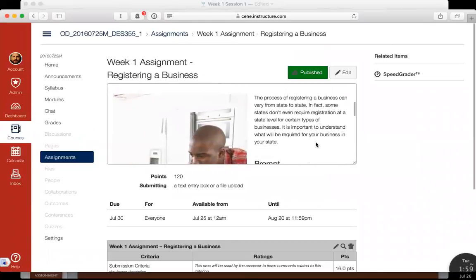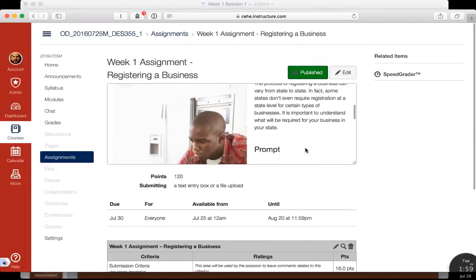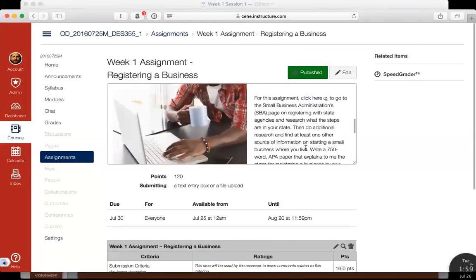So it says the process of registering a business can vary from state to state. In fact, some states don't even require registration at a state level for certain types of businesses. It is important to understand what will be required for your business in your state. For this assignment, click here to go to the Small Business Administration's page on registering with state agencies and research what the steps are in your state.